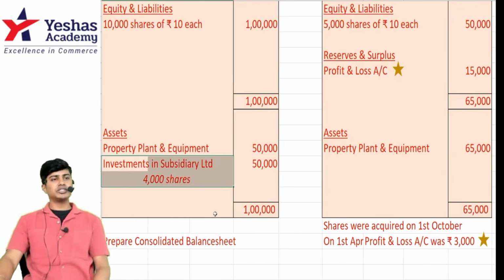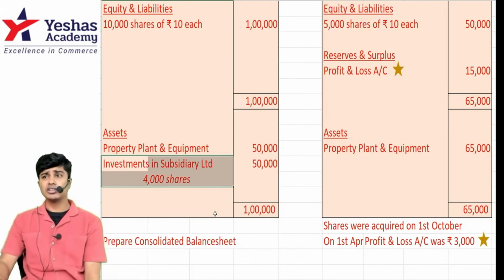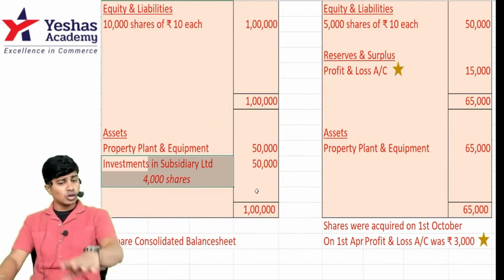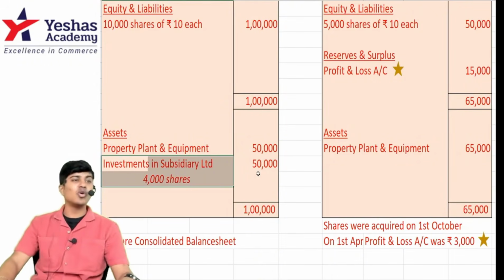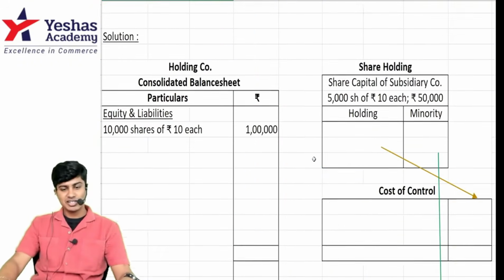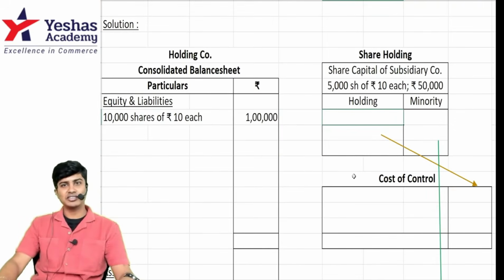Investment in subsidiary. How much? 4,000 shares. Don't go to 50,000 yet. Where do I write 4,000? I want you to tell. Holding share. Subsidiary share capital. You told holding share. 4,000 shares. How much is it? 40,000. How much percentage? Very good.